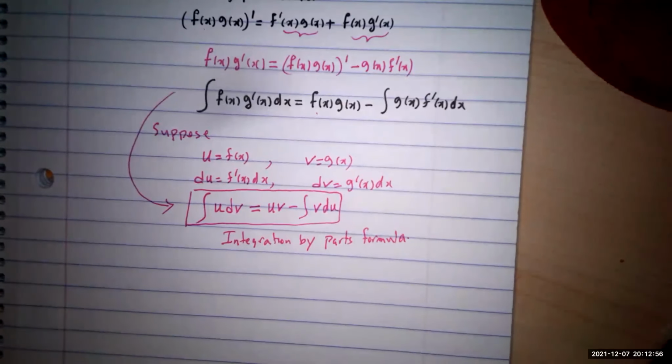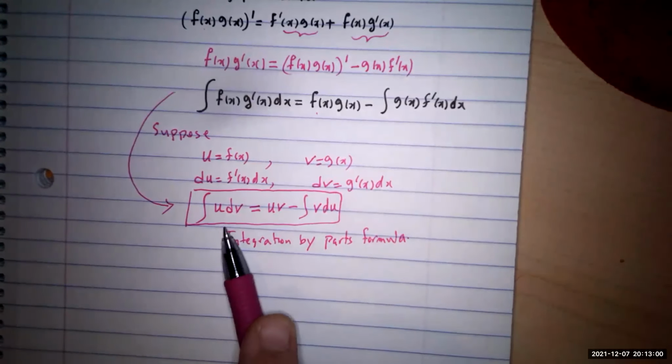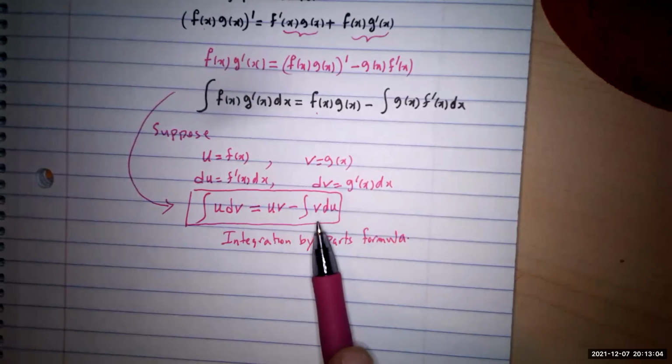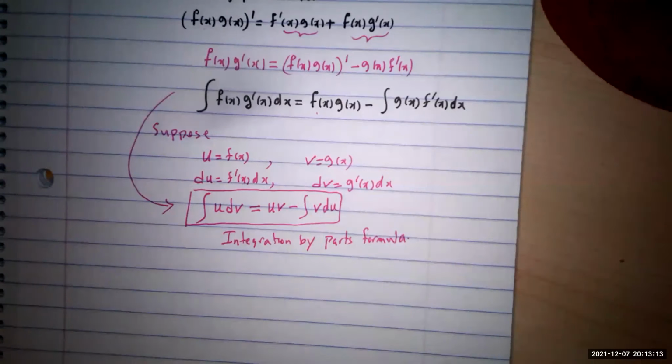So this means you want to find this integral, which may be complicated. But if you break it into this format, you will end up with a new integral, v du. This second one will be an easier one to handle than the original one. So that's the idea of integration by parts.